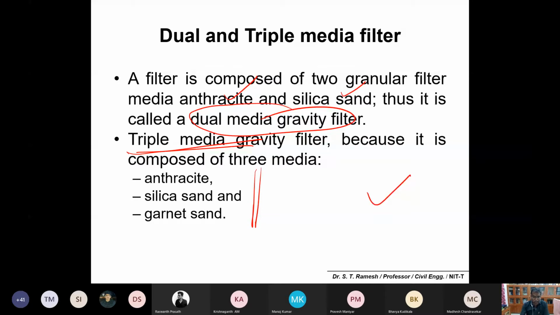Is it okay? Dual and triple media filters. Is it fine? Yes, sir.